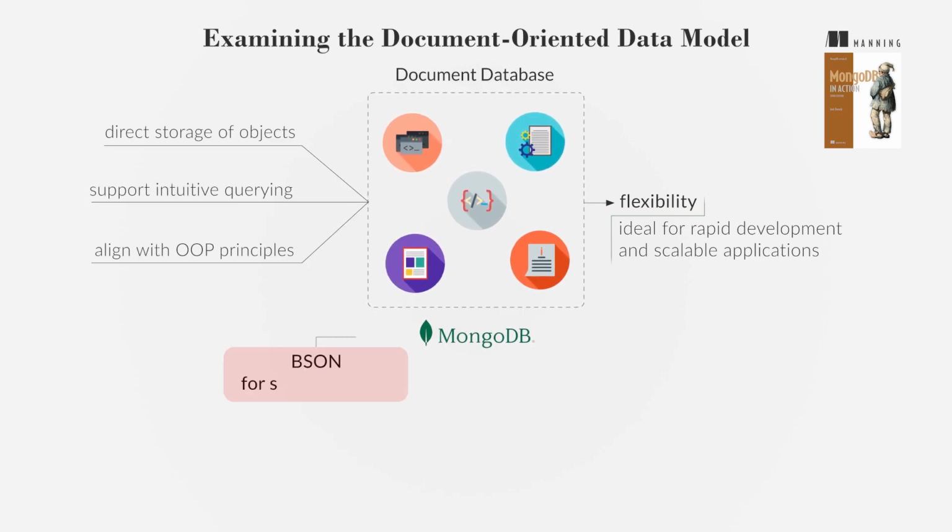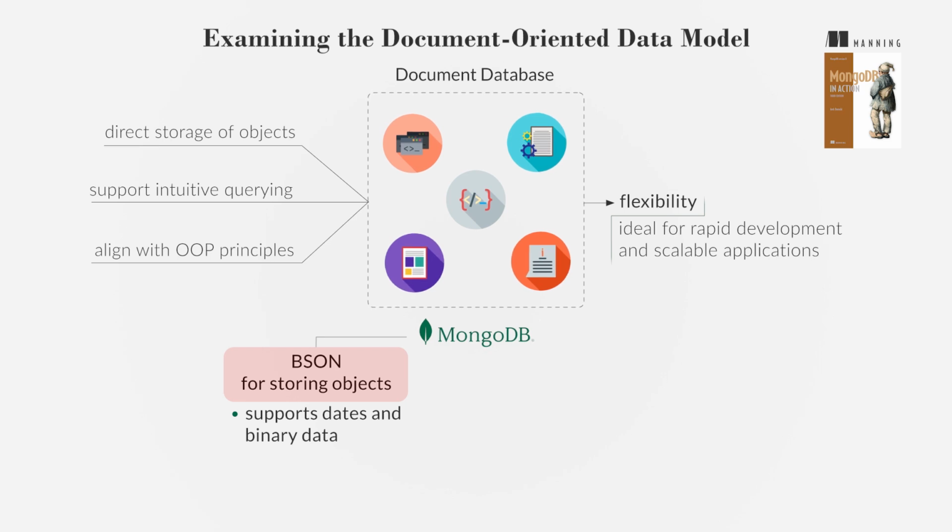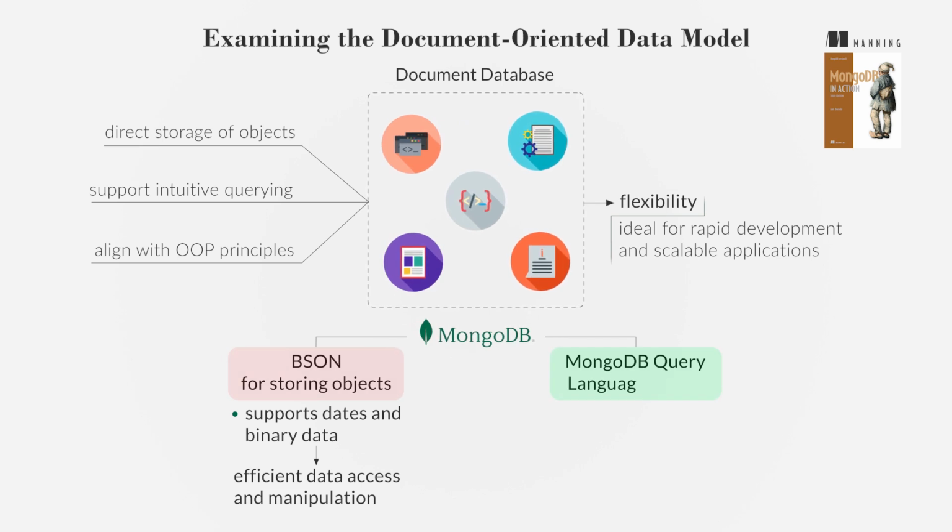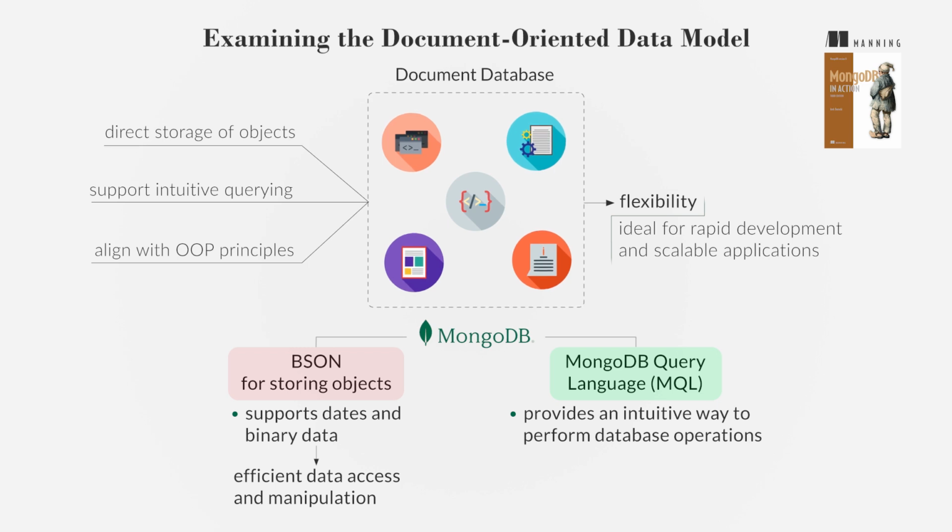MongoDB uses BSON for storing objects, supporting additional data types like dates and binary data. This flexibility allows for efficient data access and manipulation. MongoDB Query Language, MQL, provides an intuitive way to perform database operations, facilitating precise data querying and updating.